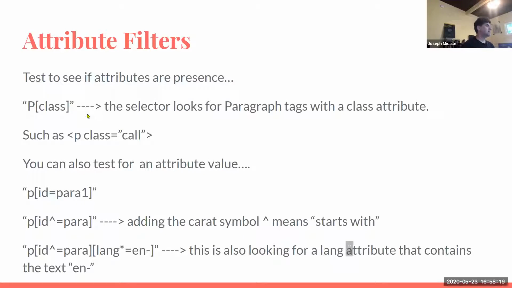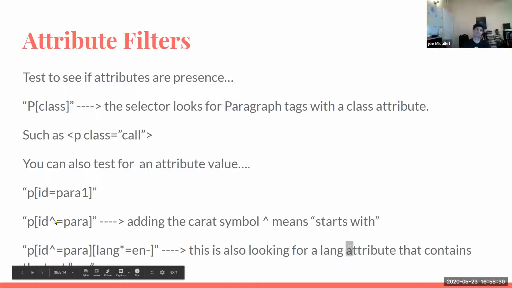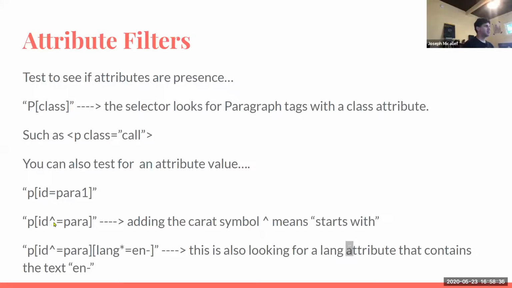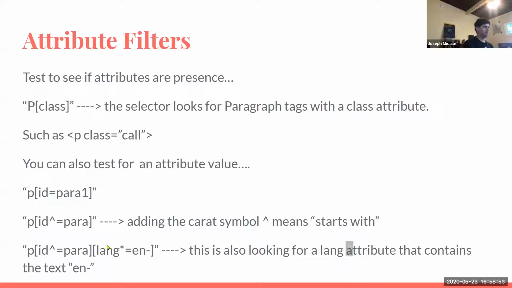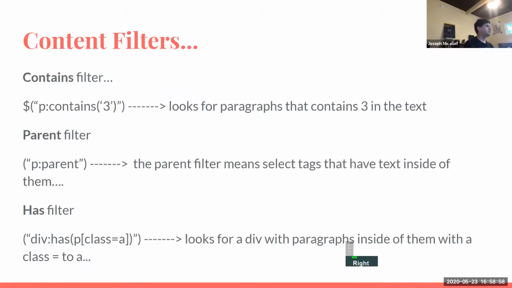And then you have attribute filters as well. So any p tag that is using a class, ID tags that have certain names. The caret symbol is like a partial lookup. So caret symbol equals para, meaning anything that starts with that. And then you can combine these two. So it's anything that starts with para that has a language attribute of English. So you can use multiple filters here.